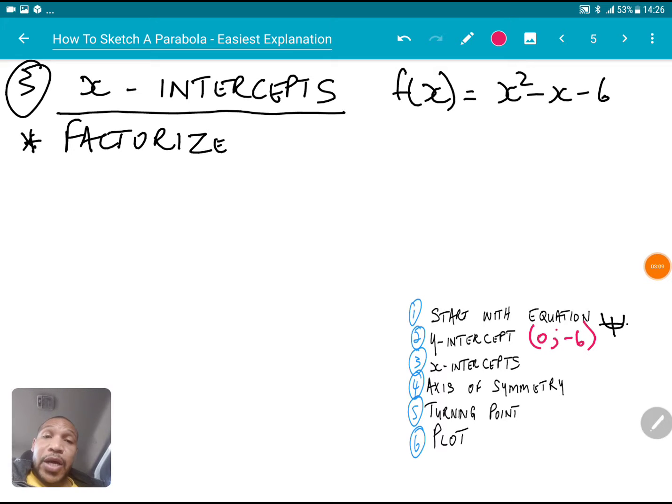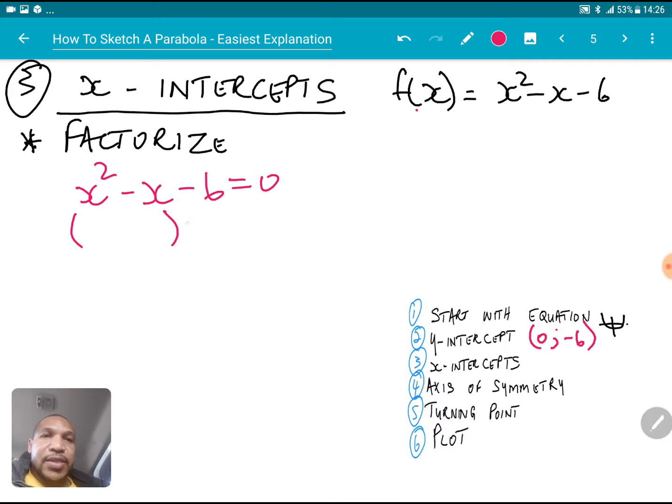Number 3, we are going to factorize to get our x-intercepts. So we go to our formula again, and we set f of x to 0: x squared minus x minus 6 equals 0. Just put that f of x equal to 0.